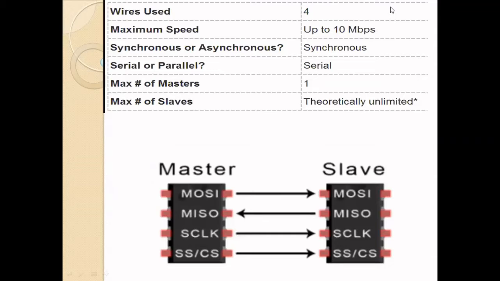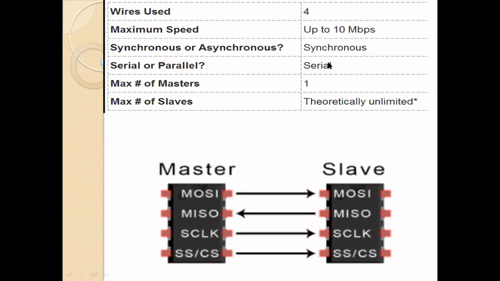Next, it requires 4 lines. So what are the 4 lines? One is called master out, slave in. Next one is called master in, slave out. Another one is called serial clock. Another one is called slave select. These are the 4 pins available in SPI. Here we take one as a master, another one as a slave. This is called device 1 and this is called device 2. So 4 wires are used. The maximum speed is 10 Mbps. It is a synchronous communication.